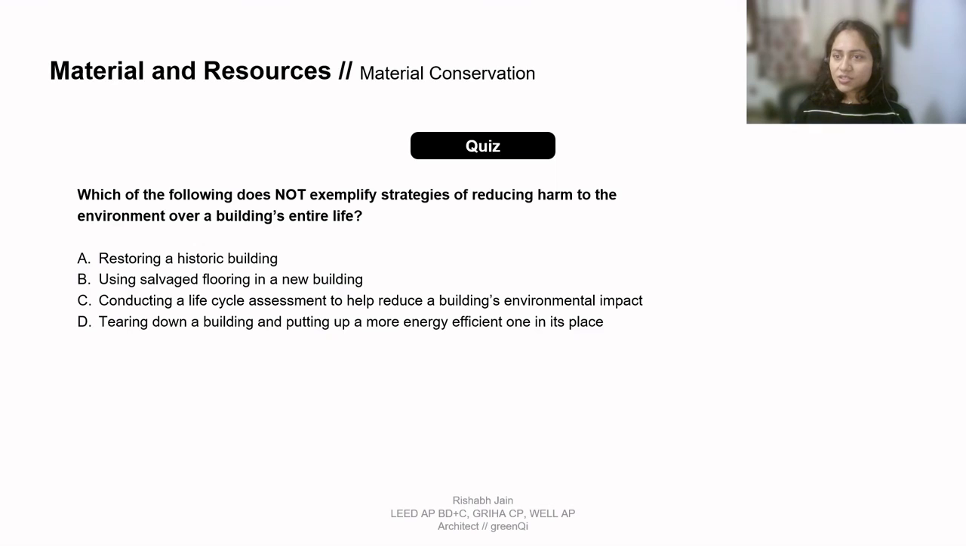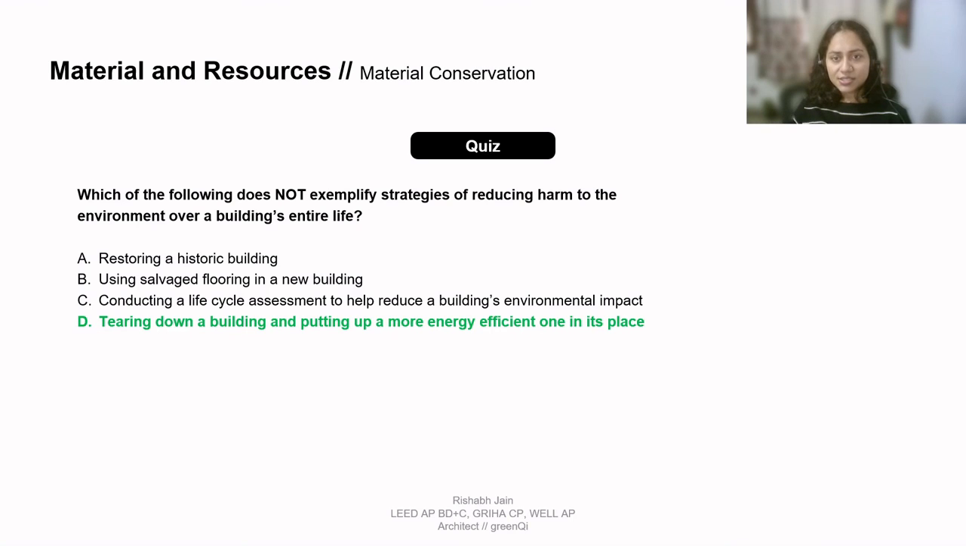So the first question is, which of the following does not exemplify strategies of reducing harm to the environment over a building's entire life? A. Restoring a historic building. B. Using salvaged flooring in a new building. C. Conducting a life cycle assessment to help reduce a building's environmental impact. Or D. Tearing down a building and putting up a more energy efficient one in its place. So you can pause and reflect what you think is the right answer. We'll move to the answer now.